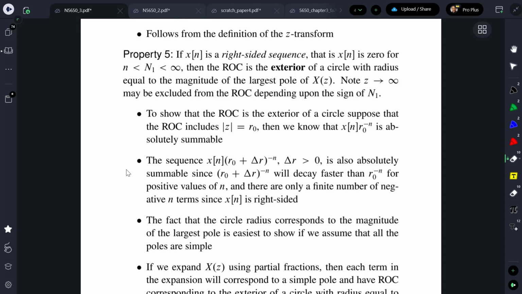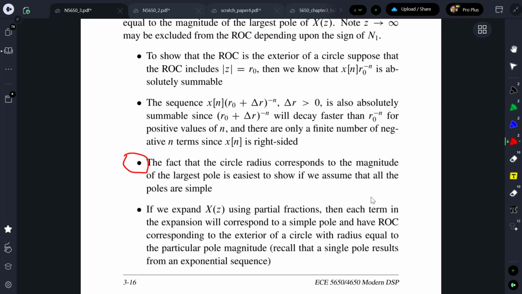But the right-sided sequence says that the region of convergence is always going to be the exterior of a circle, and that circle corresponds to the magnitude of the largest pole in the x of z function itself. So it's always going to go with the maximum. The region of convergence sets that because when you go outside of a circle that's the maximum pole, you know that any other poles are going to be inside and they can't be in your region of convergence. So it's the outer maximum pole that sets the outer radius. Does that make sense? We can go out from there and we're safe.